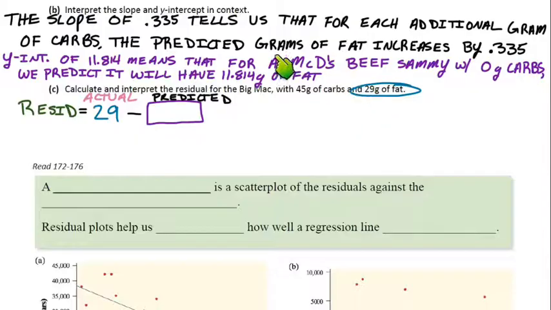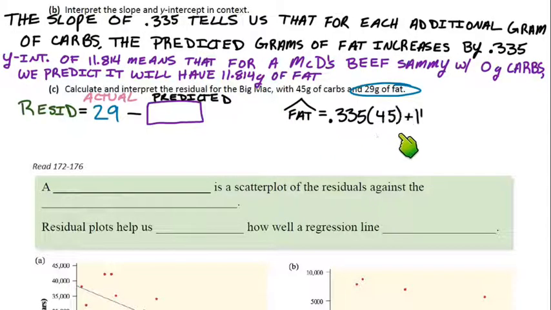So 29 grams for a Big Mac. What would we predict it? Based on the line we just made, what would we predict the Big Mac to be? So that's really simple. Just plug in Big Mac has 45 carbs. That's what we're using to make our prediction. So let's predict the amount of fat for a sandwich with 45 grams of carbs. So just plug in 45 for the grams. The predicted fat, that's an easy calculation, 26.889 if we're using 3 decimal places.